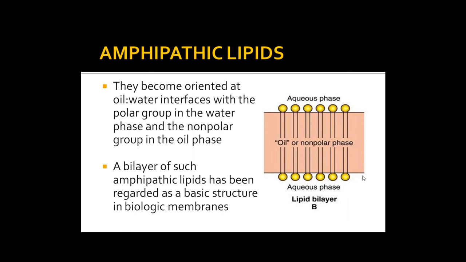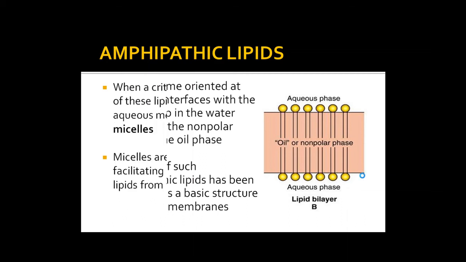These amphipathic lipids become oriented at oil-water interfaces with the polar group in the water phase and the non-polar group in the oil phase. A bilayer of such amphipathic lipids is regarded as the basic structure in biologic membranes. As we can see in the figure, the lipid bilayer forms the cell membrane of all the cells in mammalian body.